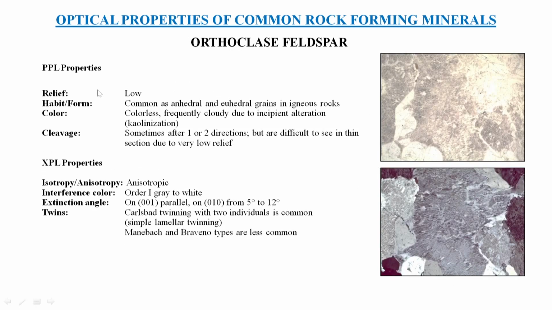Similarly, orthoclase feldspar also has a very low refractive index, because of its low relief, you can say. It occurs as anhedral to euhedral forms. Sometimes it is altered to other minerals. It is also anisotropic, and you can also see a first order gray to white color, and sometimes some common types of twinning as well.